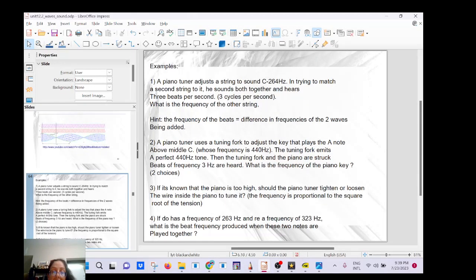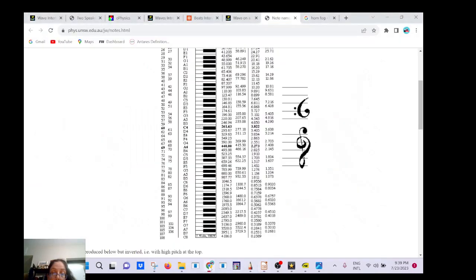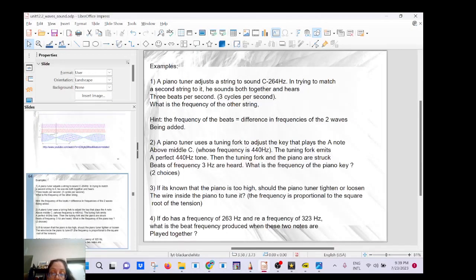Okay, so here it's the same thing. Beats of frequency of 3 hertz I heard, right? So same question. 3 hertz means 3 beats per second. So it could be 443 or 437. Okay. So 440 hertz is here. So you have 2 answers for this one.